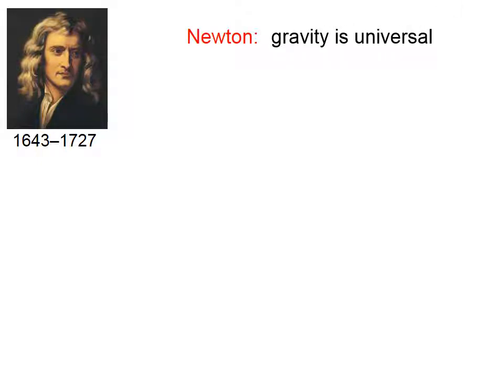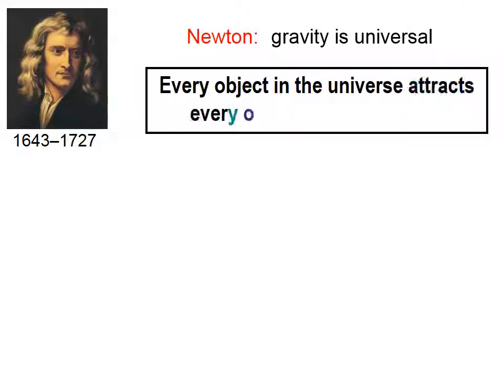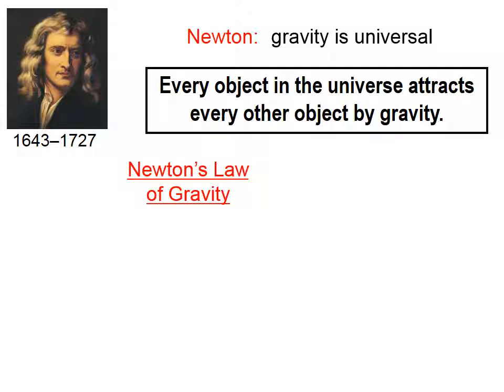Newton discovered that gravity is universal. And what that means is, Newton discovered that every object in the universe attracts every other object by gravity. Now that attraction is only noticeable when at least one of the masses is relatively large.